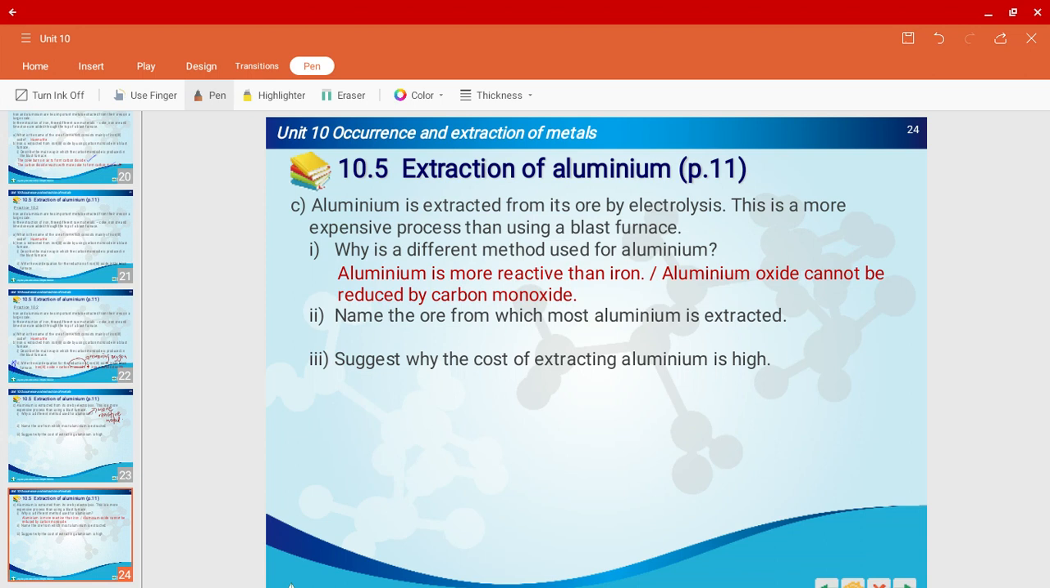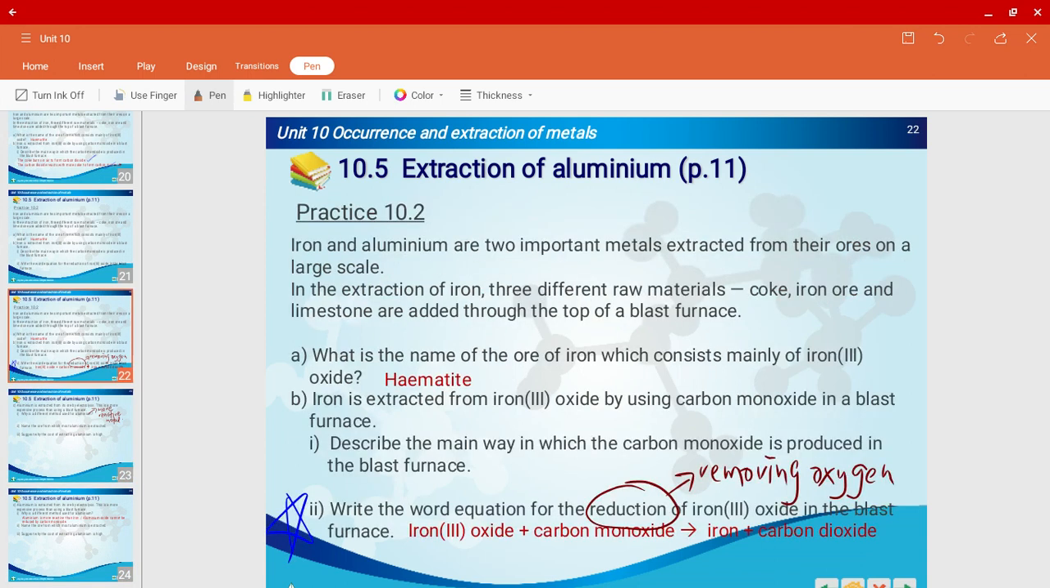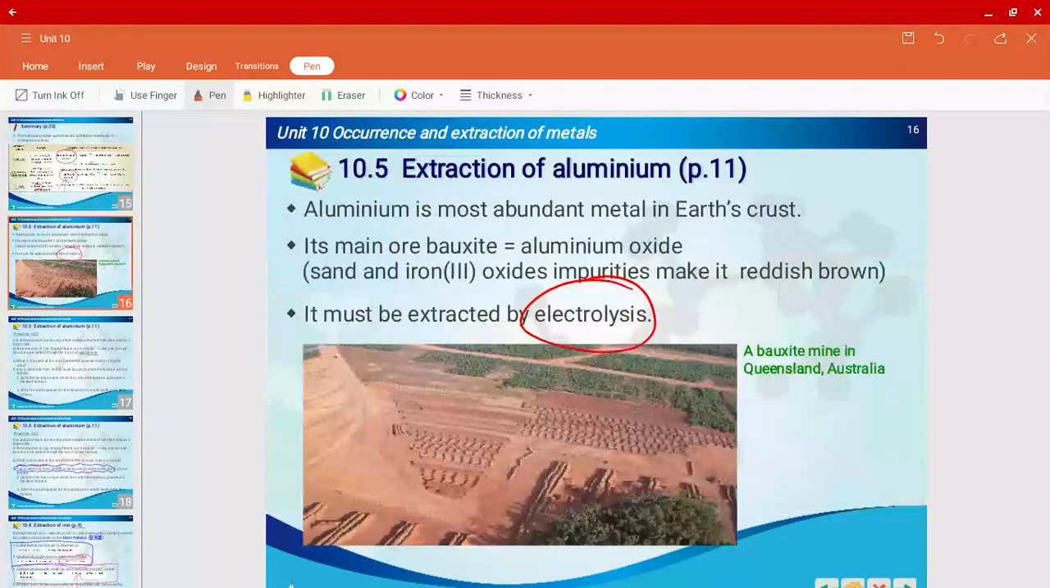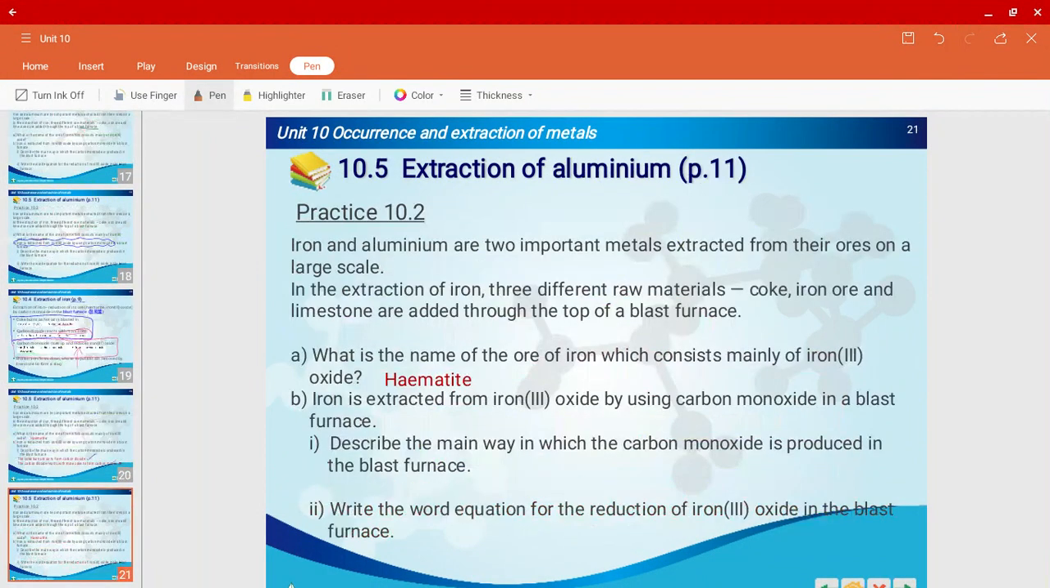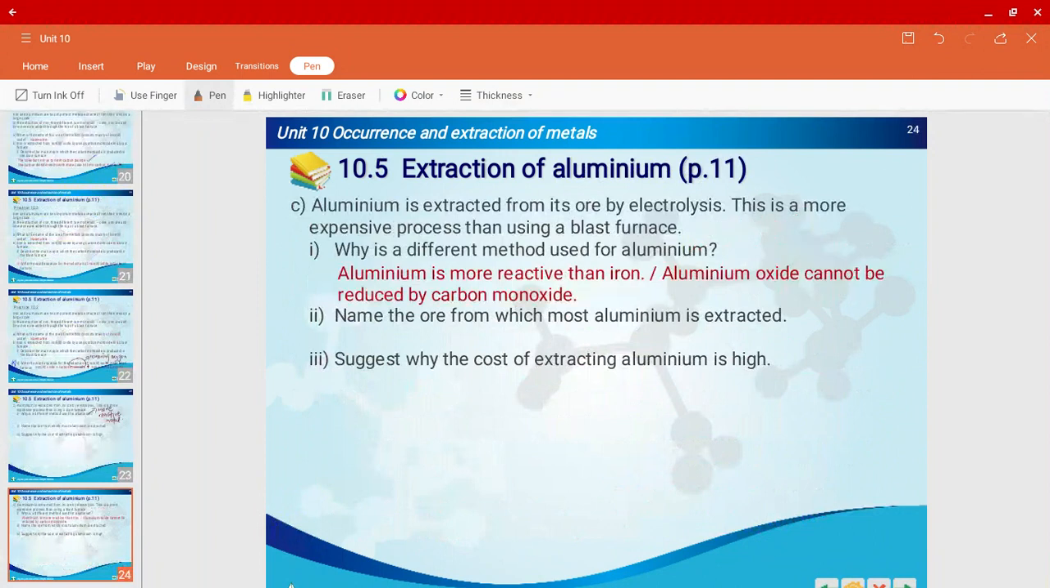Question 2. Name the ore from which aluminium is extracted. I think by now you should be familiar that the questions will be asking you the names of the ores. So you yourself would need to memorize the names of the ores. So for aluminium, let's go back and have a look. The name of its ore is bauxite. So let me go ahead and write that down. The name of the ore is bauxite.